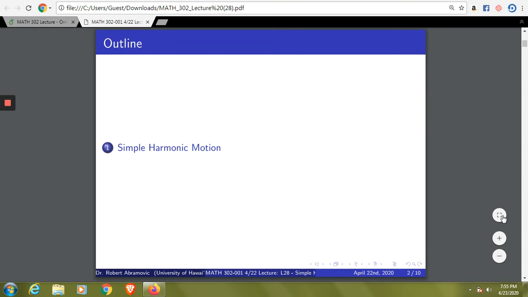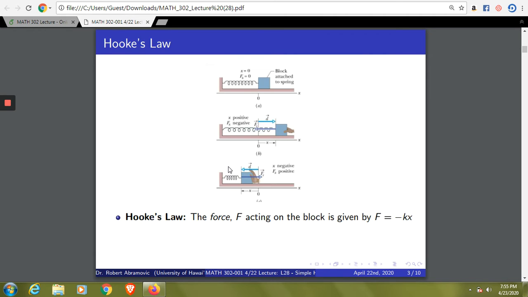We'll discuss one topic, and that's simple harmonic motion. And we'll see how this is an application of the second order linear homogeneous ODE. So we just start by describing Hooke's law.